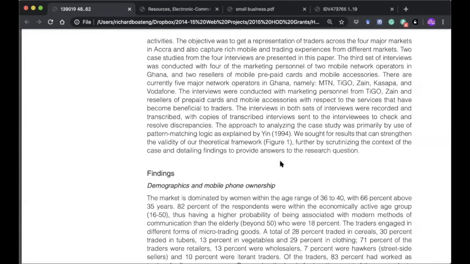So we have relationships, and we go and scrutinize the case to find answers to support or validate, to establish validity for the theoretical framework and enhance its reliability in terms of use.